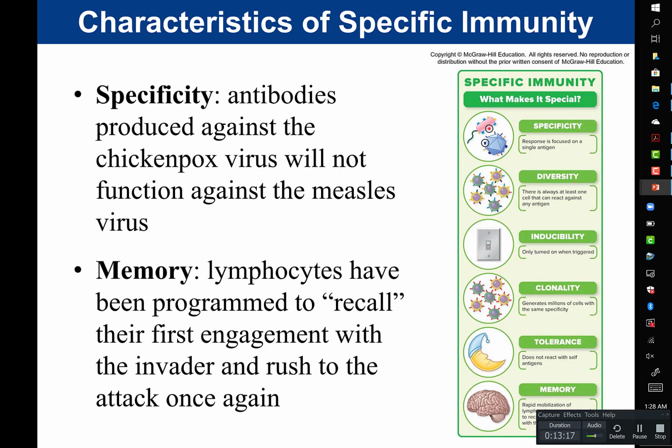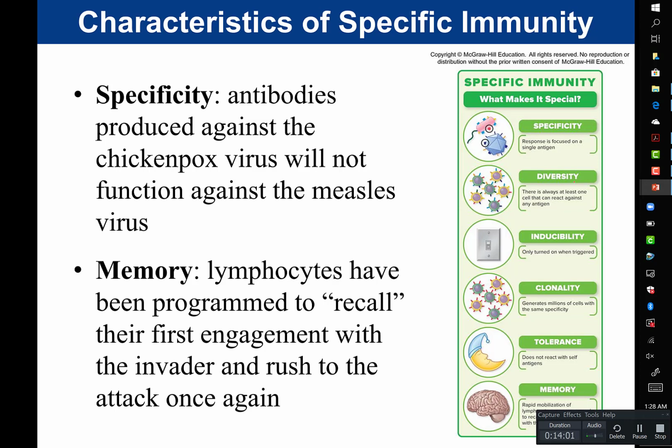There is also a lot of diversity. And so that's because we make a variety of different leukocytes that can respond to any number of pathogens. And so we have a lot of B cells with unique B cell receptors. We have what's called inducibility, meaning that the immune response is only turned on when triggered. This is used to save resources. The body doesn't want to spend energy to produce a bunch of B cells, for example, that are not needed. And so this system is inducible.